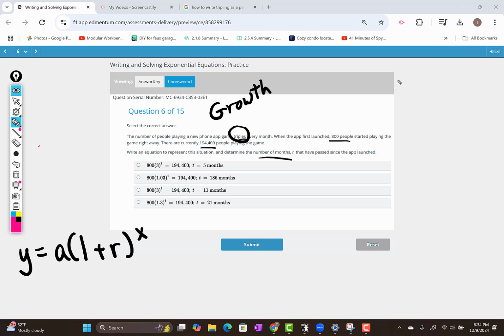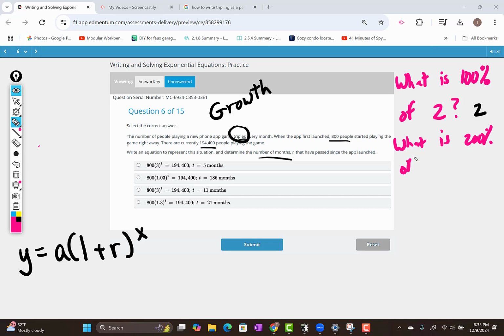If I said, what is 100% of, let's pick an easy number, 2. 100% of 2 is, of course, just 2. Now let's take, what about 200% of 2? What's 200% of 2? Well, that's just 4. We've just doubled that number, or taken 200% of the number.